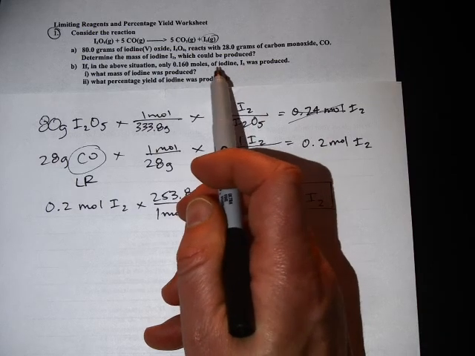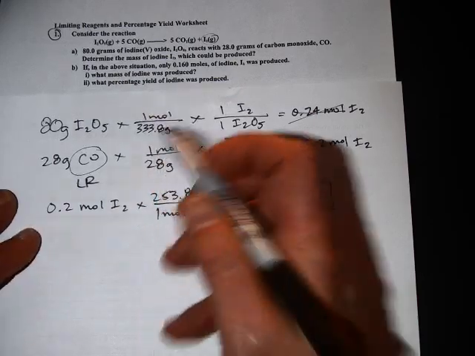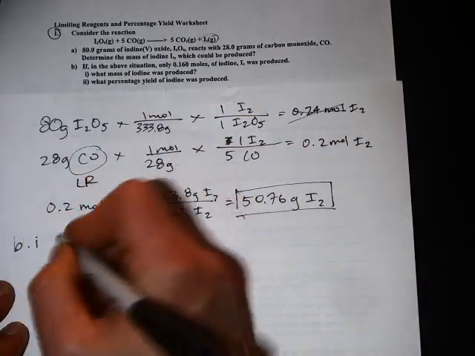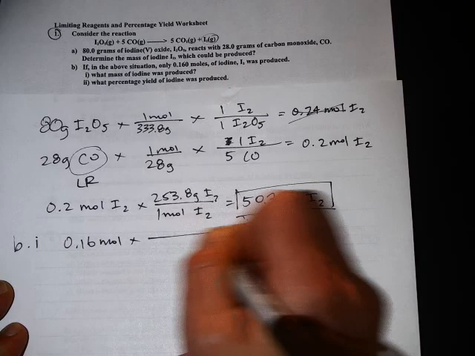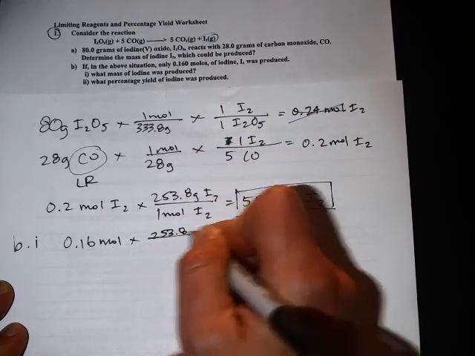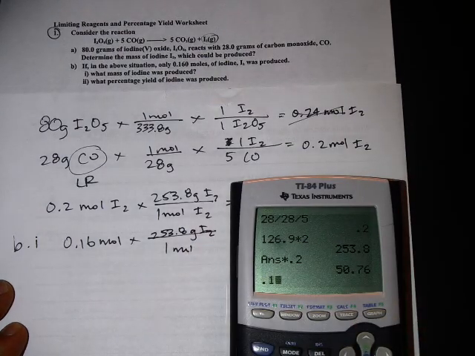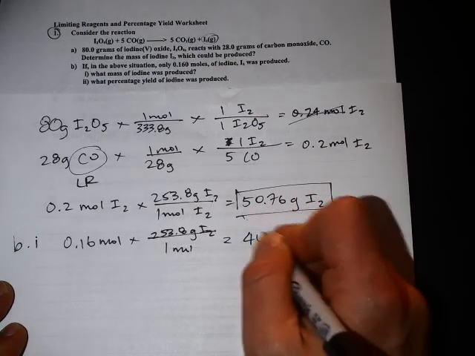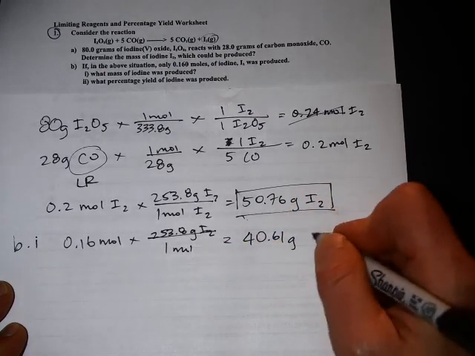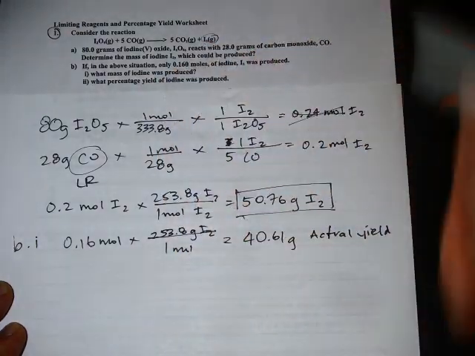Okay. In part B, this is an actual number, so only 0.16 moles are actually produced, and that is going to be the key to doing this percent yield problem. So what mass of iodine is produced? Take the number in part B. Well, it's 0.16 moles, and multiply that by the same number, 253.8 grams per mole. So 0.16 times that gets us about 40.61. This is your actual yield. It was just given to us in moles, so we just convert it to grams now.